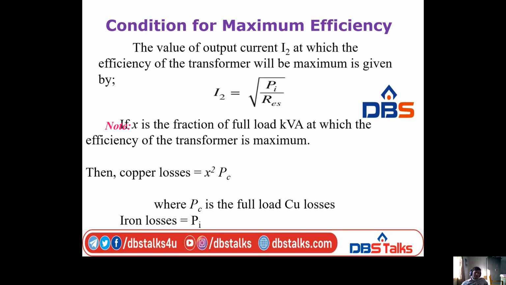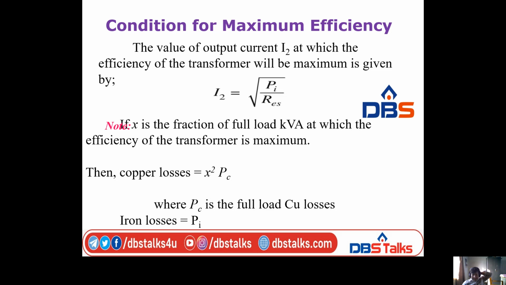Suppose we ask at what value of output current the efficiency is maximum? We know the condition for maximum efficiency, that is I2 square R02 equal to Pi. Therefore I2 square is equal to Pi by R02, and I2 equals the square root of Pi by R02. So this is the value of output current at which maximum efficiency occurs.